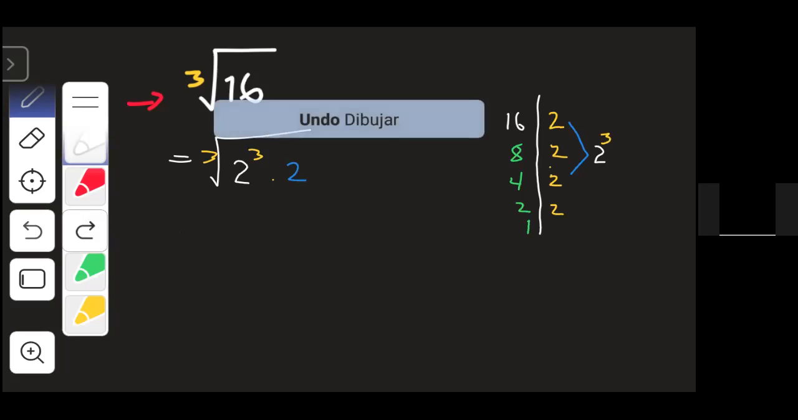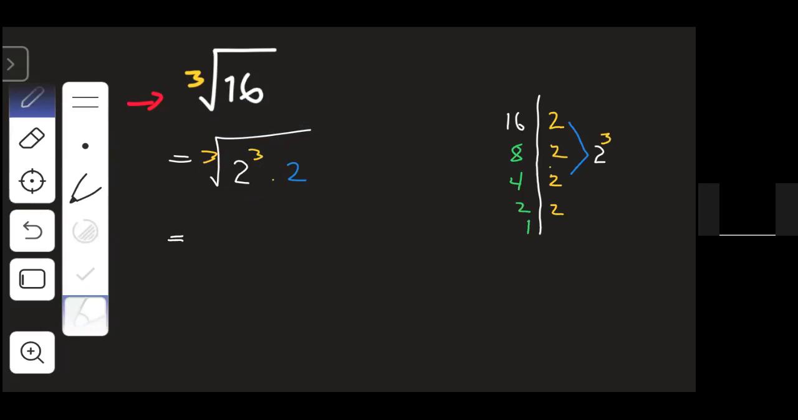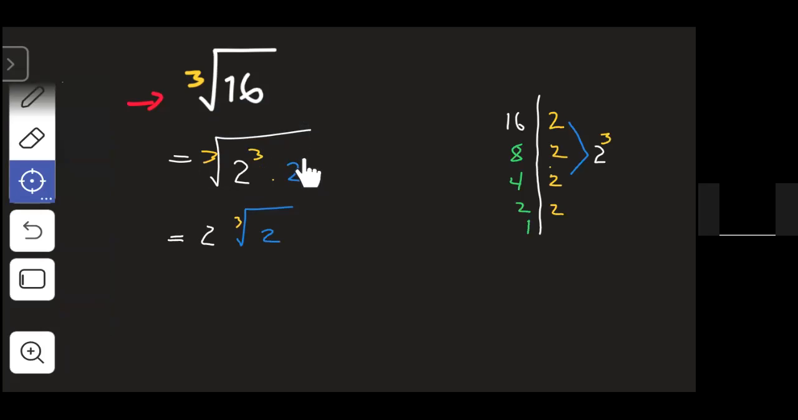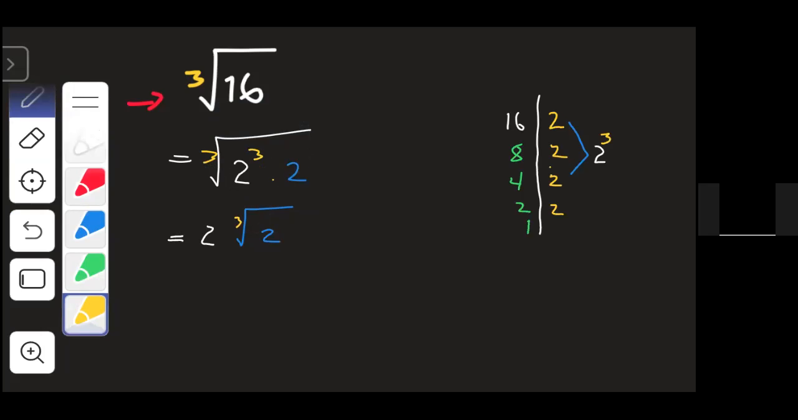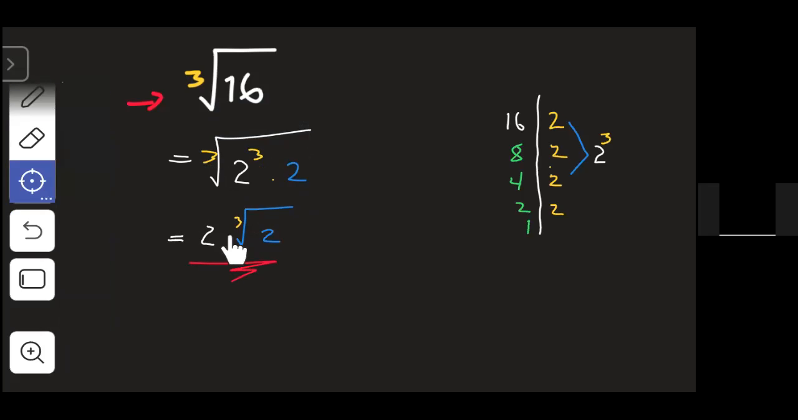So is there any property I can use here, guys? If you have the same index and the same exponent, they cancel, correct? Automatically you take that out. It's just the 2. And this is going to be inside the cube root of 2. The 2 remains inside because this is exponent 1 and the other is exponent 3. You can't cancel that. And this is the simplified form of the cube root of 16: 2 times the cube root of 2.